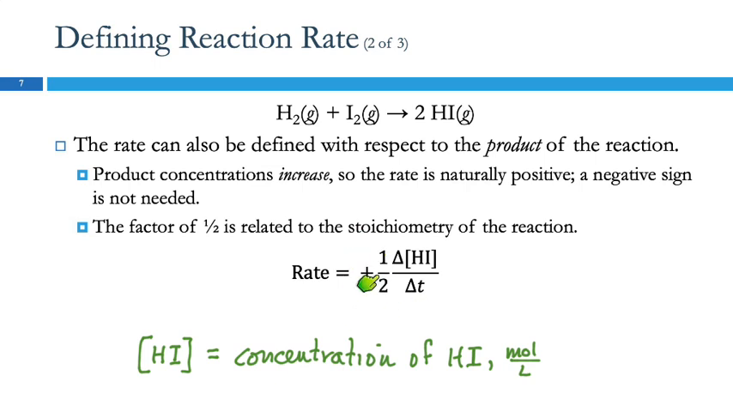And then we've got this 1/2 in front. What's that doing? Well, we need this in here because of the stoichiometry of the reaction. When we use up one H2, we make two HI, right? So this is getting formed twice as fast as the hydrogen is getting used up. But the rate of the reaction has a single value. So we're going to multiply by 1/2.